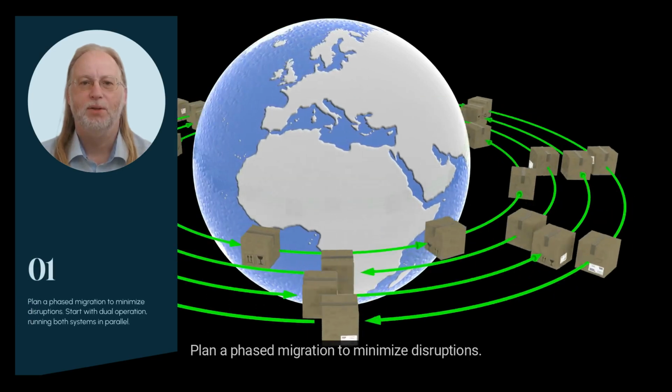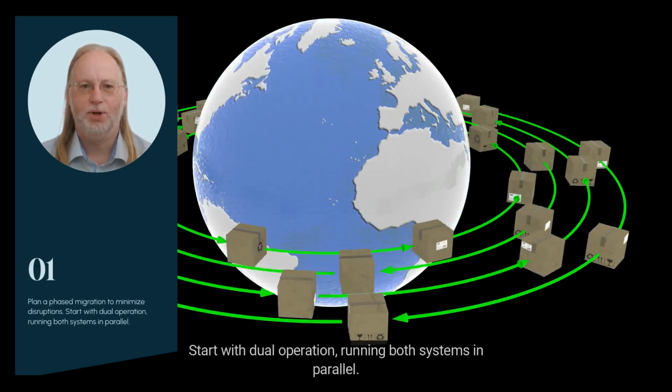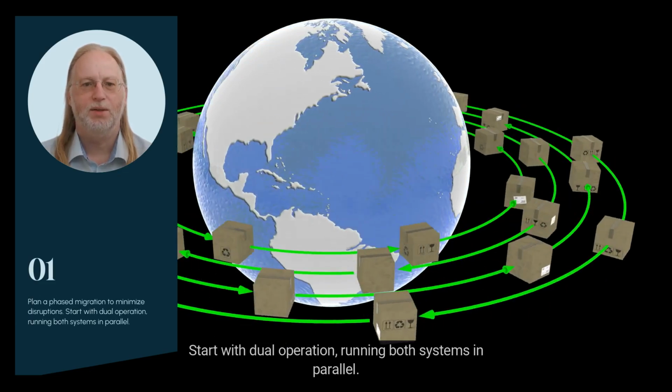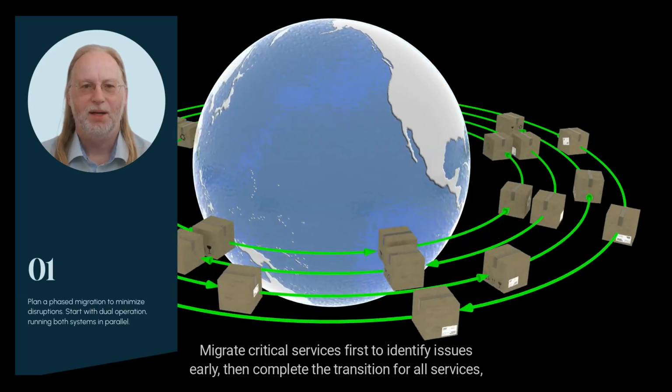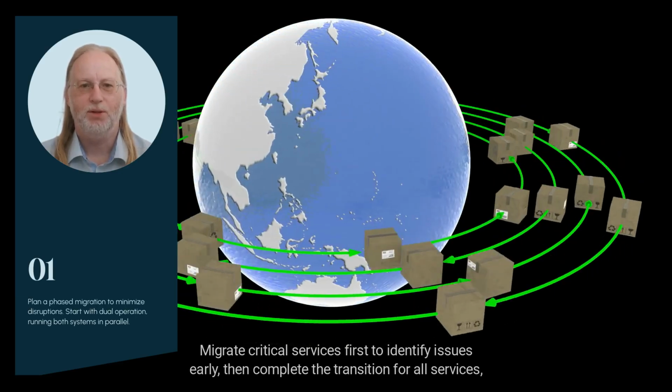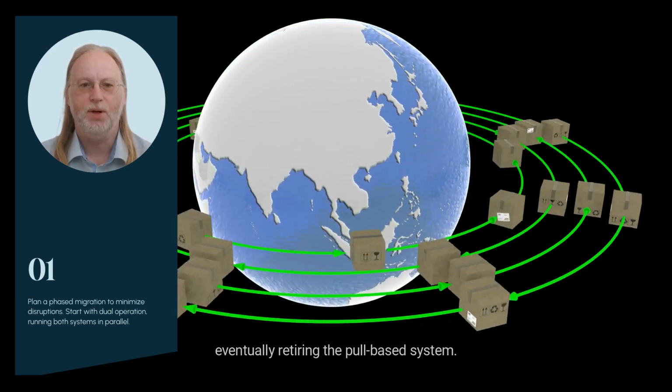Plan a phased migration to minimize disruptions. Start with dual operation, running both systems in parallel. Migrate critical services first to identify issues early, then complete the transition for all services, eventually retiring the pull-based system.